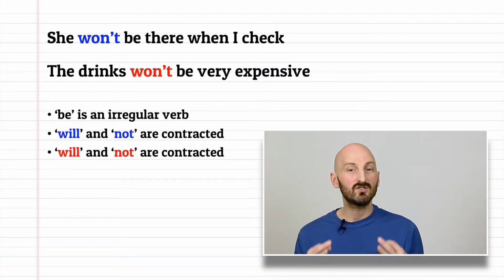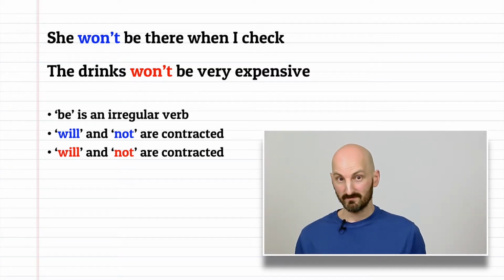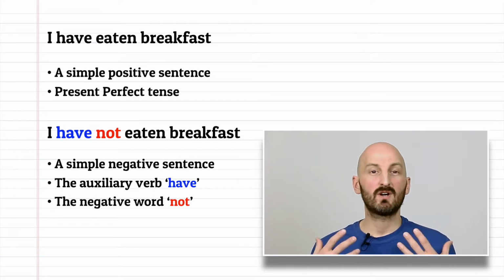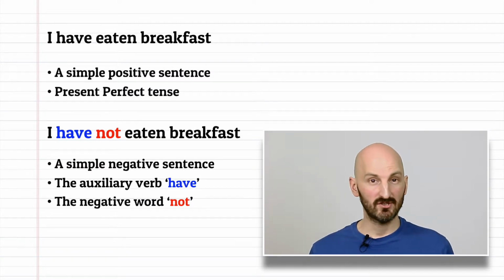Again, listen to the contractions of the verb forms. So we know the auxiliary verbs do and be. The other auxiliary verb is have, which we need next with present perfect. I have eaten breakfast. Again, this is a simple positive sentence in the present tense and describes a past action in unfinished time. Okay, let's make it negative.